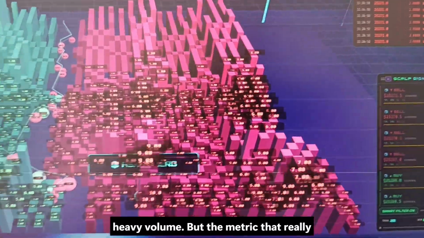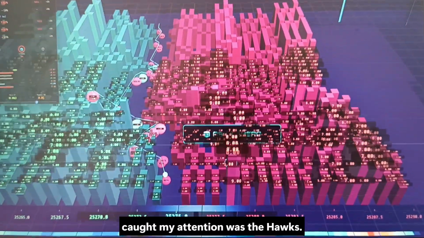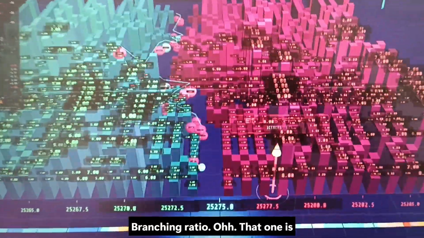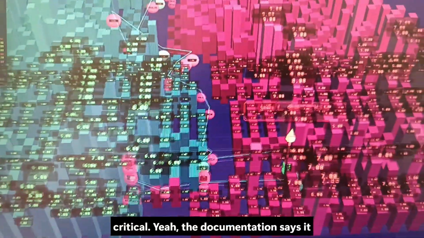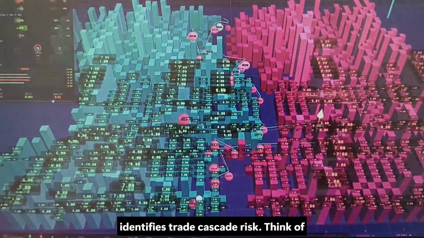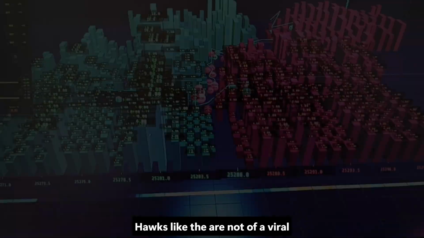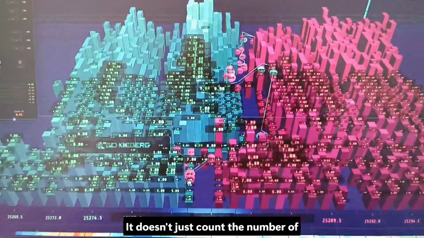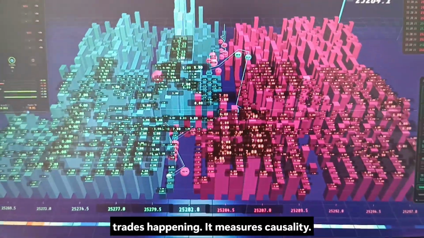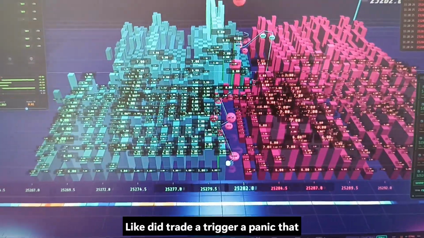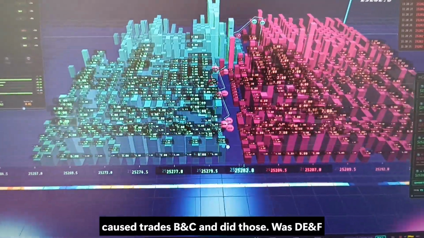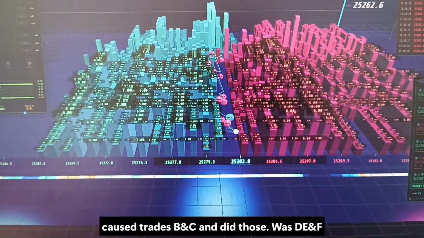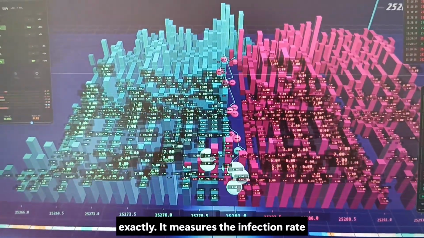Makes sense. But the metric that really caught my attention was the Hawkes branching ratio. Oh, that one is critical. Yeah, the documentation says it identifies trade cascade risk. Think of Hawkes like the R0 of a viral outbreak. That's a great way to put it. It doesn't just count the number of trades happening, it measures causality. Like, did trade A trigger a panic that caused trades B and C, and did those cause D, E, and F? Exactly. It measures the infection rate.